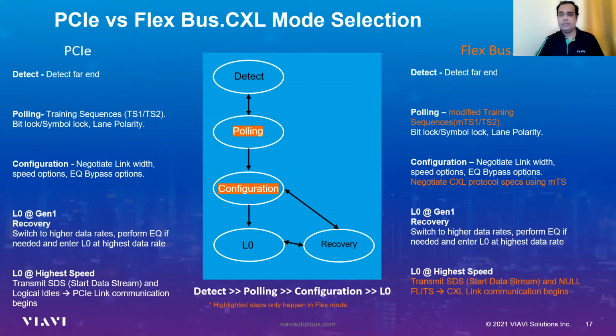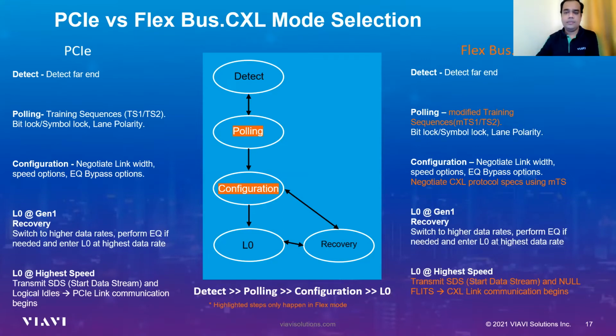In both cases, PCIe and CXL, once the device enters the L0 state, it transmits what is called an SDS, start of data stream ordered set. Following that, it transmits logical idles on the PCIe link and null packets on the CXL link. That triggers the start of the protocol data, or the actual protocol communication on the link.